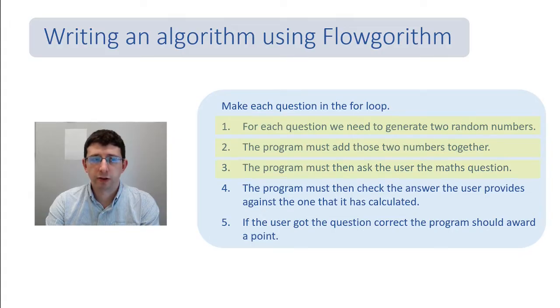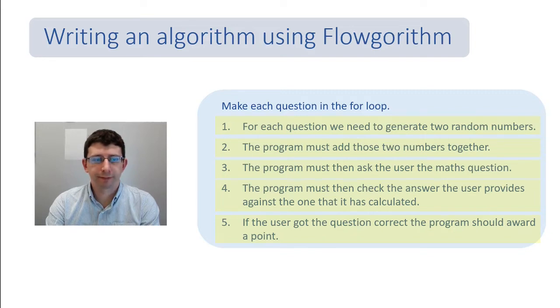And then the program must ask the user the maths question. So it's going to be using those 2 random numbers to ask the question. And then it's going to store that answer that we get from the user in a variable. And it's going to check the user's answer against the answer that we calculated in the previous step. And if the user got the question correct, the program should award the user a point. So at that point we're going to have to use selection to choose whether the user gets a point or not.